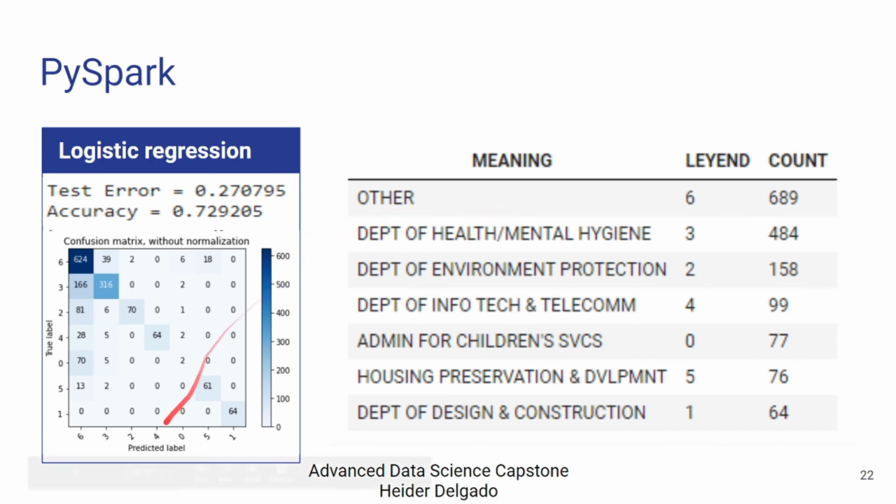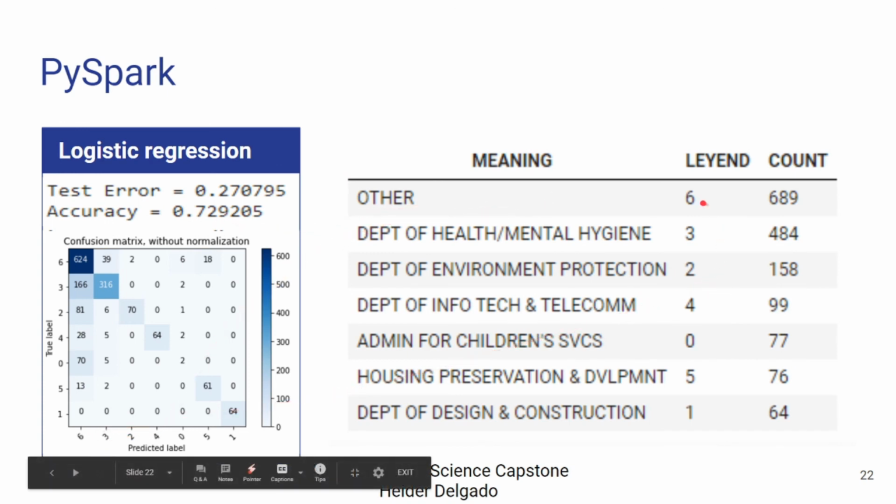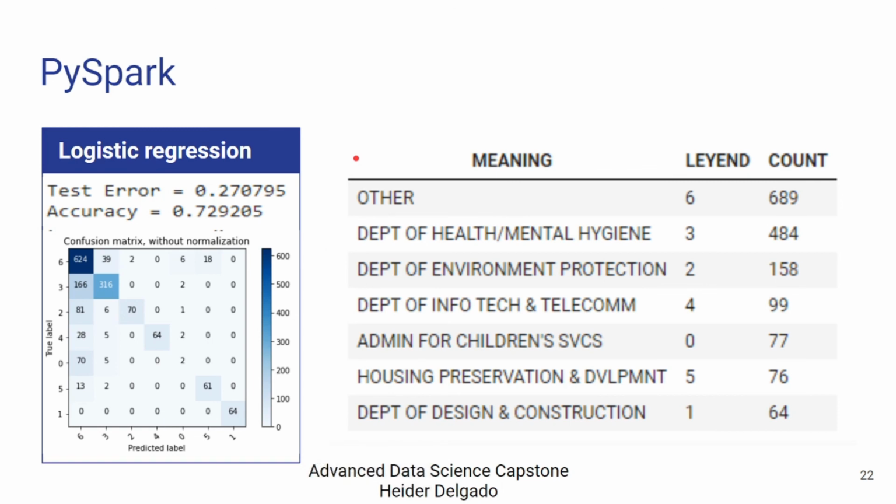These are the meanings of the labels here. 6 is for the other columns. The count is my test data, and this is pretty much it.